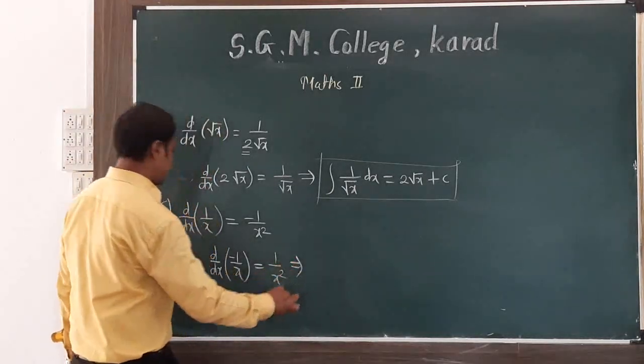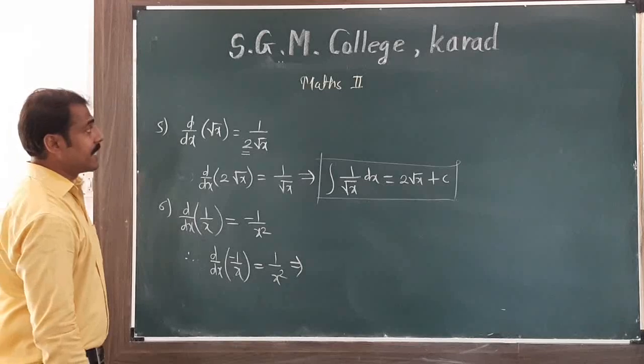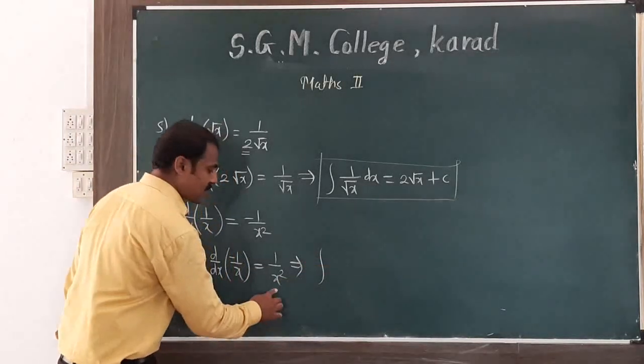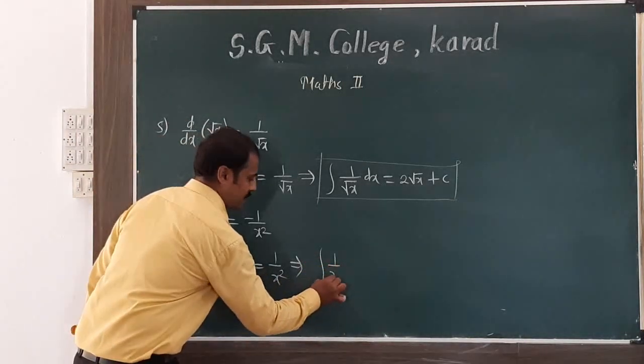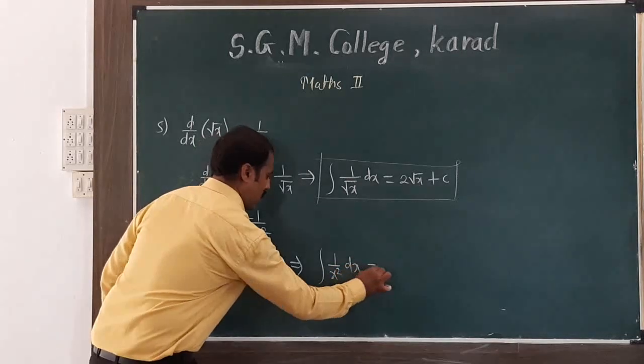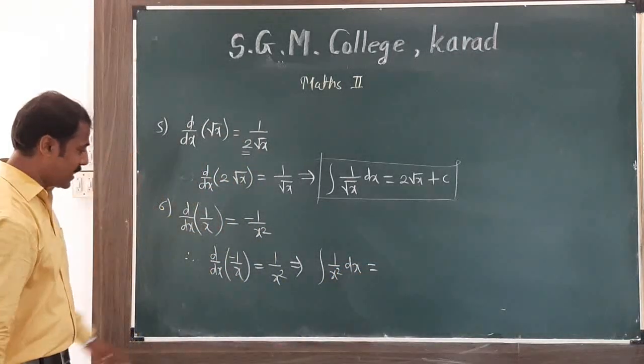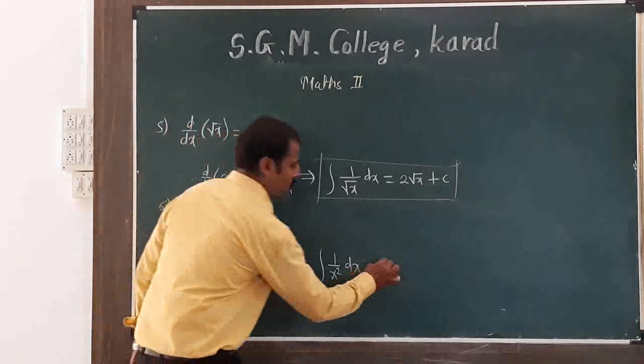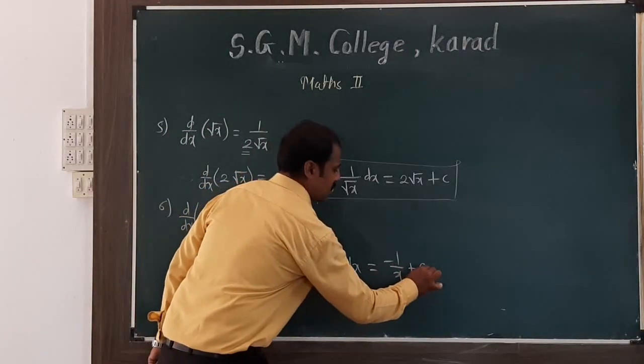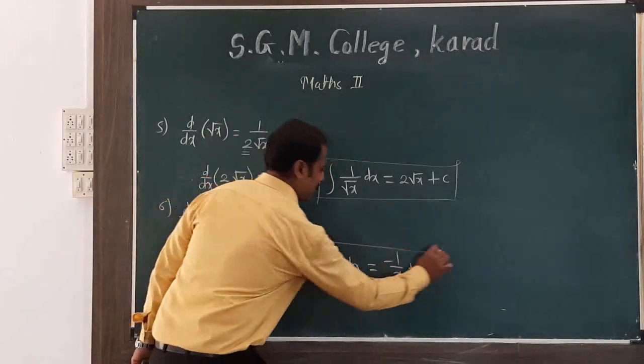This implies that integration of which function? 1 upon x square is what? Integration of 1 upon x square is minus 1 upon x plus constant of integration c.